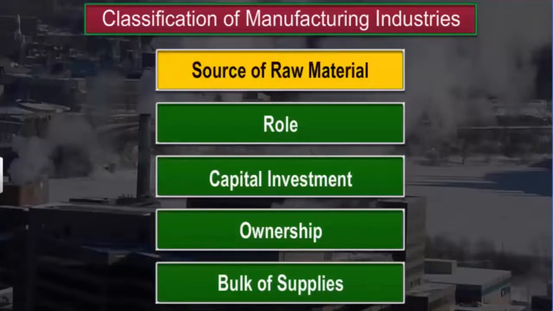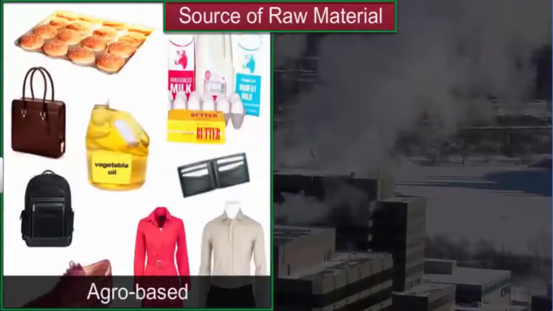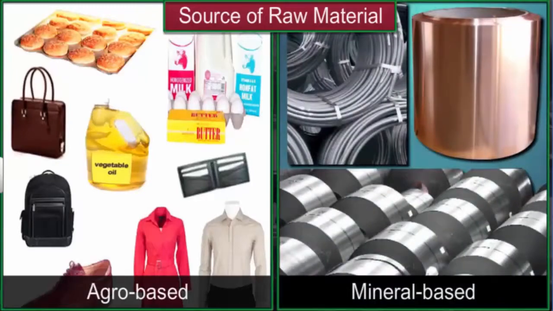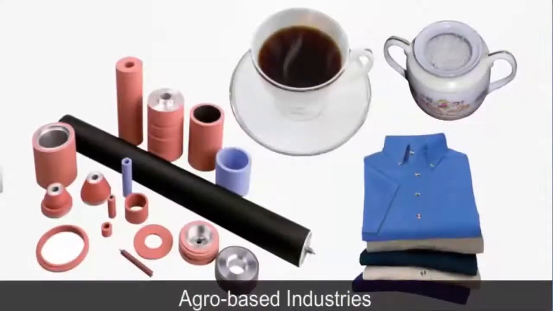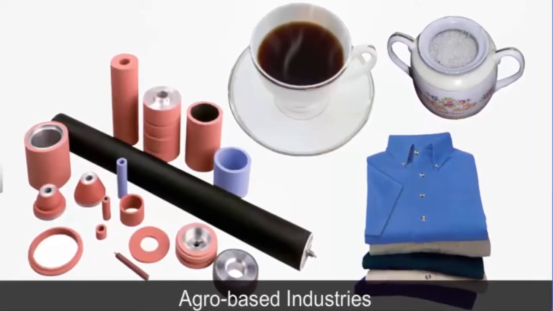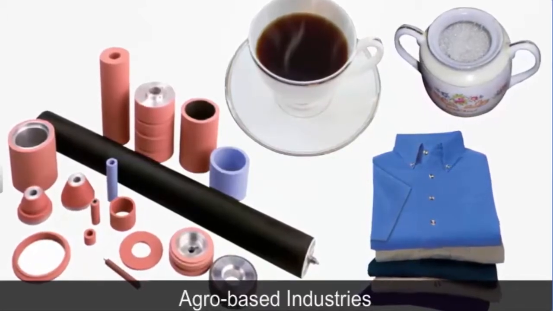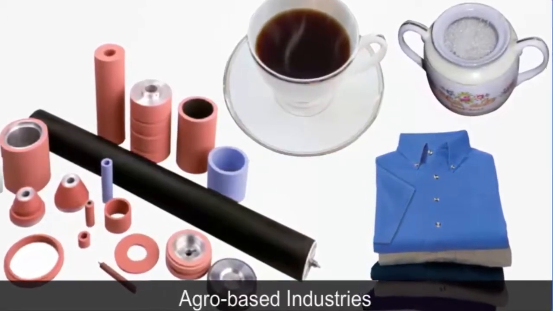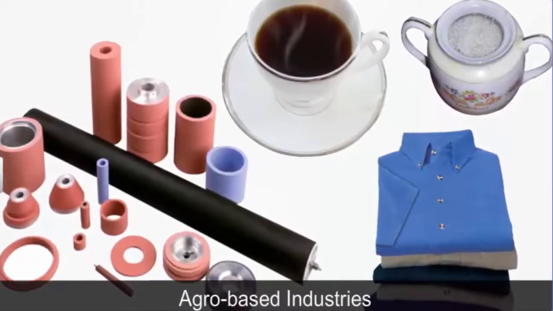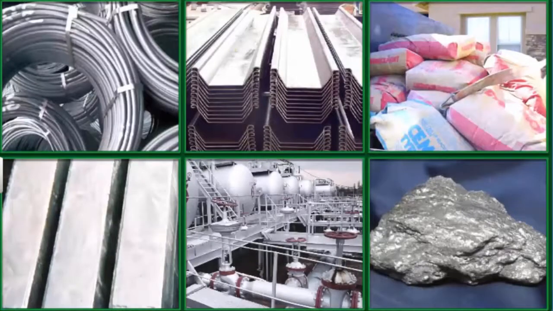Based on their source of raw material, manufacturing industries can be classified as agro-based industries and mineral-based industries. Agro-based industries that manufacture cotton textiles, rubber, sugar, tea, coffee and edible oil source their raw material from agricultural produce. Industries like iron and steel, aluminium, cement, and petrochemicals source their raw material from minerals and are called mineral-based industries.